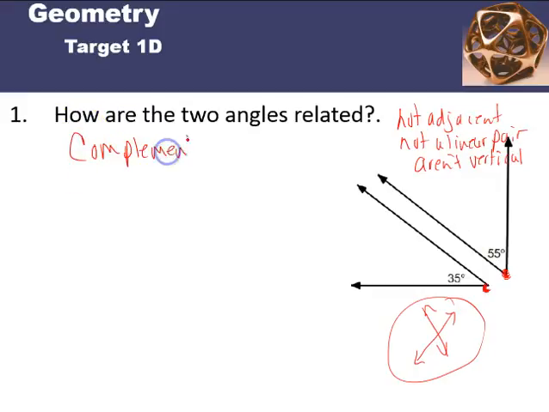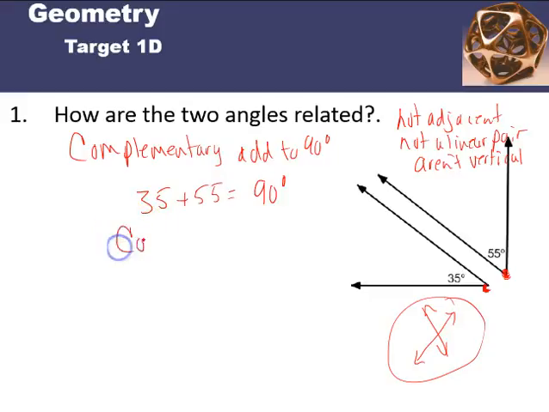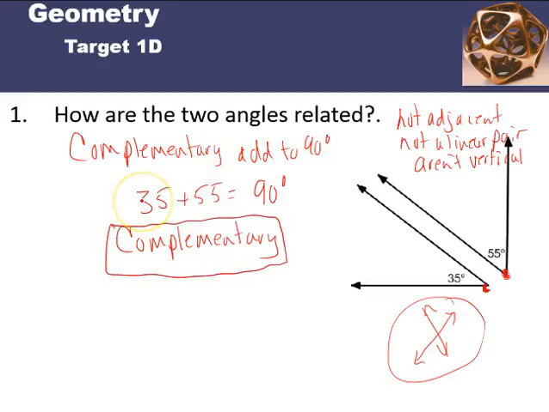So remember, complementary means adds to 90. So let's check it out. What's 35 plus 55? Sure enough, it's 90. So the answer is that they're complementary. If they added up to 180, then they would be supplementary.